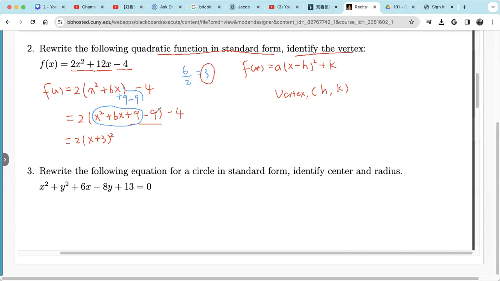So then we have minus 9. Minus 9 times 2, that's minus 18. Then minus 4. So we rewrite this as 2 times x plus 3 squared minus 22.